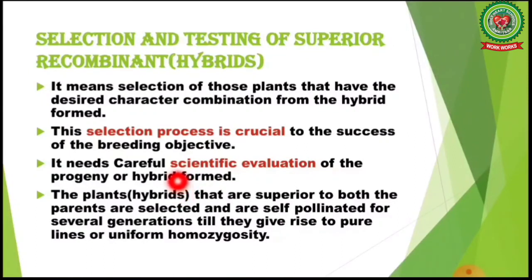The plants, means the hybrids, that are superior to both the parents are selected and are self-pollinated for several generations till they give rise to pure lines or uniform homozygosity, means the individuals are having the same type of genes.